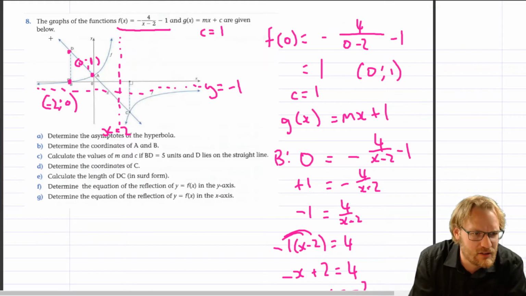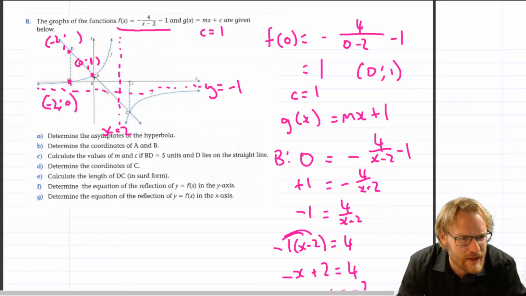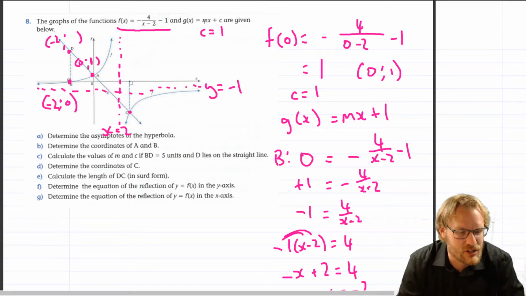Which means d is straight above it, so we know its x value. Can't quite work out its y value because we'd have to sub it into the straight line, right? A, we've worked out c. Okay, c is where the two graphs are equal to each other, or one of the places. So you'd have to make them equal to each other.